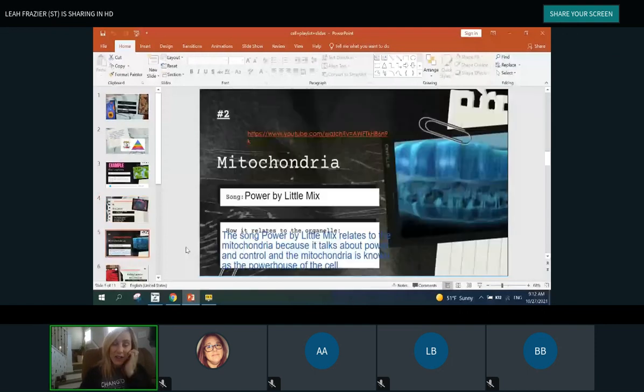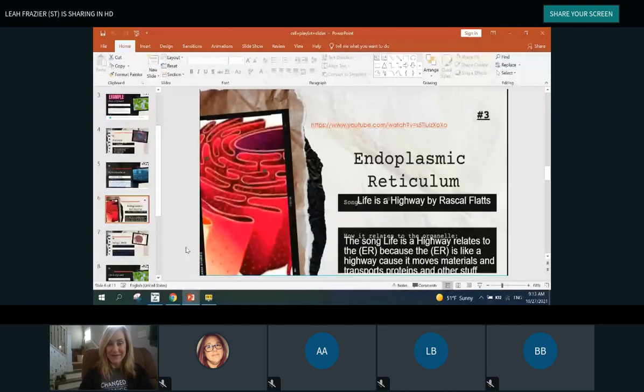The second song she picked for the mitochondria is Power by Little Mix. How cool is that? It works like a perfect association because the song Power relates to the mitochondria because it is legitimately the powerhouse of the cell. Perfect song.